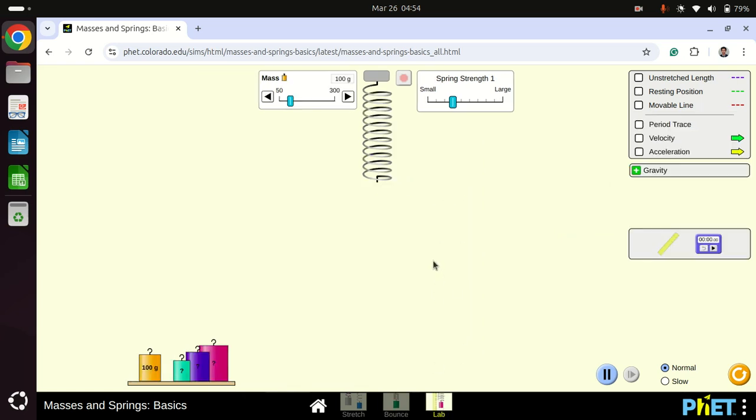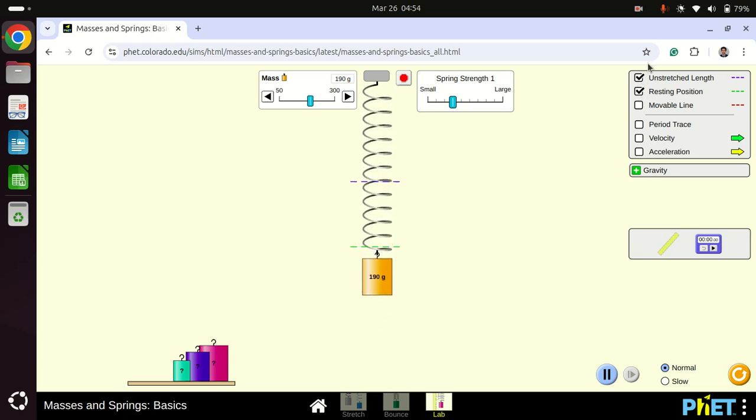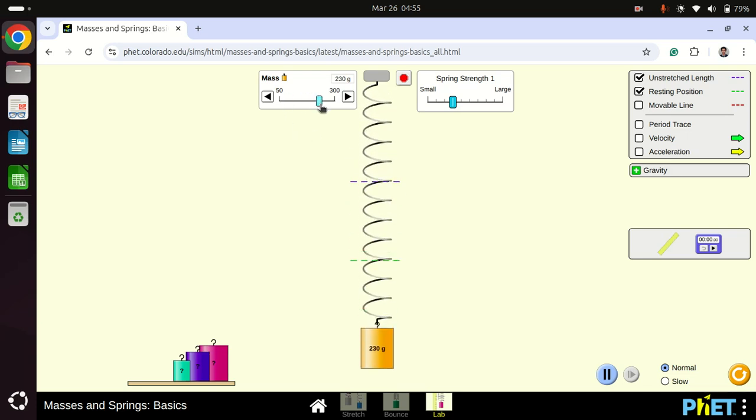There is a third part, lab, where you can attach the mass here, but instead of different masses, here you have a tab where you can change the mass. Okay, now if you see the resting position and unstretched length, if I decrease the mass, you can see the displacement is less or the amplitude is less. If I increase the mass, the displacement is more or amplitude is also more.